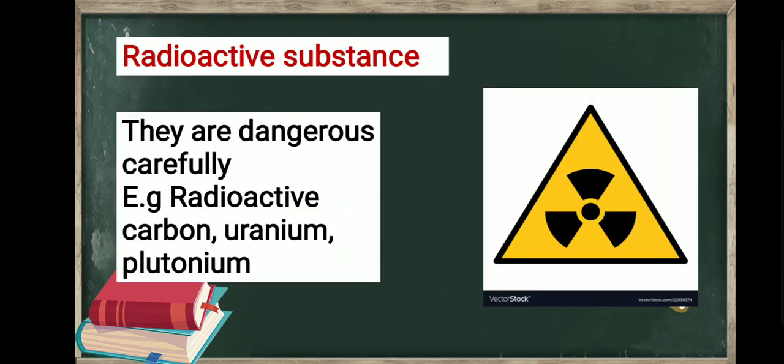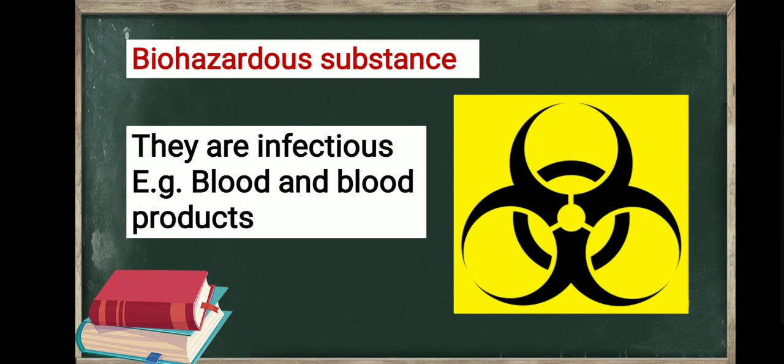The next one is radioactive substance. They are very dangerous, for example radioactive carbon, uranium and plutonium, and they have to be handled with great care because they emit dangerous radiations that will harm you. And then the next one is biohazardous substance. They are infectious, for example blood and blood products, and they will cause you infection, so they also have to be handled with great care and disposed of separately, because stray animals outside may come in contact with them and it will be dangerous for them as well.